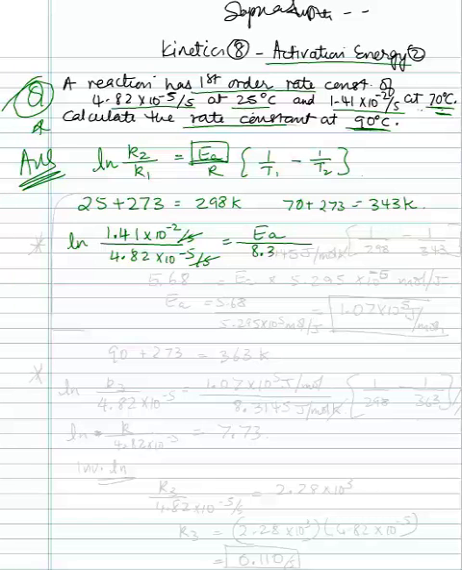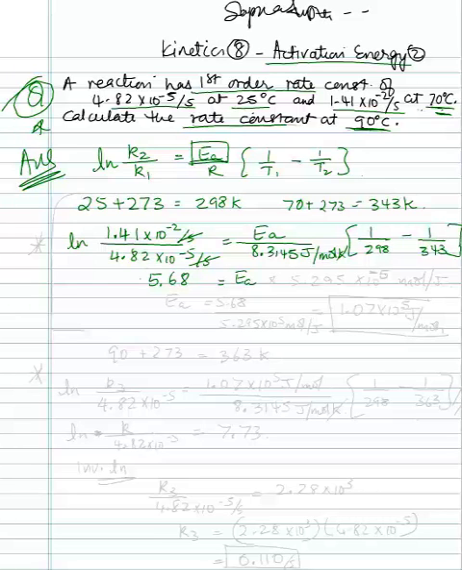8.3145 joules per mole Kelvin, and temperature is 1 over 298 minus 1 over 343, and this is per Kelvin. Then you do the natural log of the K values, and you should get 5.68 for this, and this is equal to EA. I'm going to leave the R value as it is.